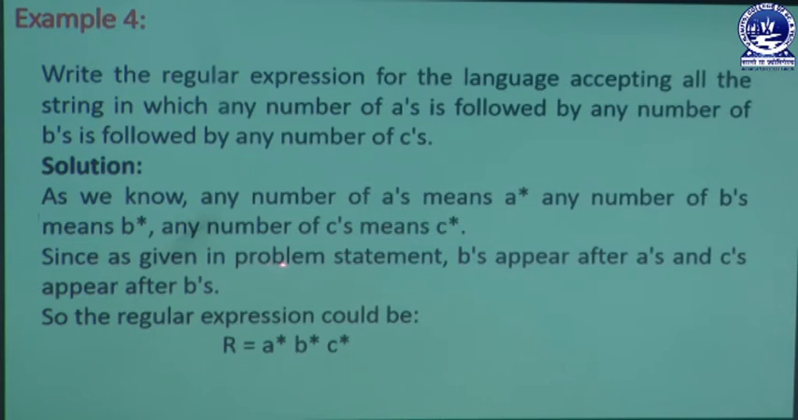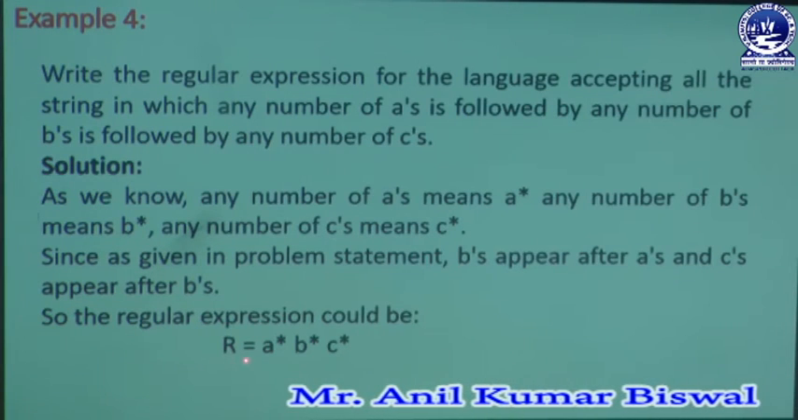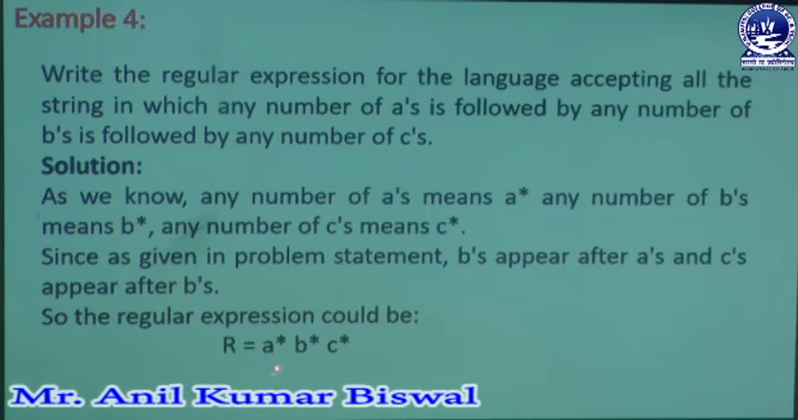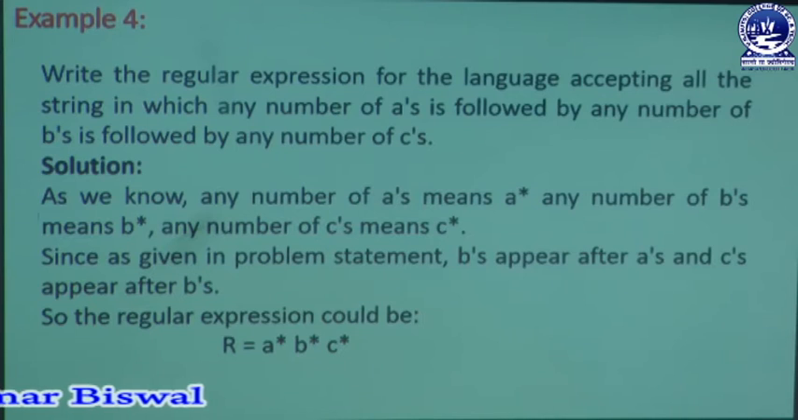Since as given in the problem statement, we have one statement like B's appear after A's. That means A's should not appear after B's. So it is a wrong statement which is displayed in this slide. So here the B's appear after A's and C's appear after B's. Then the regular expression could be R equal to A star, B star and C star.